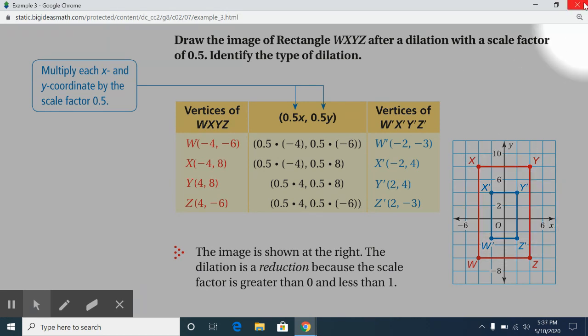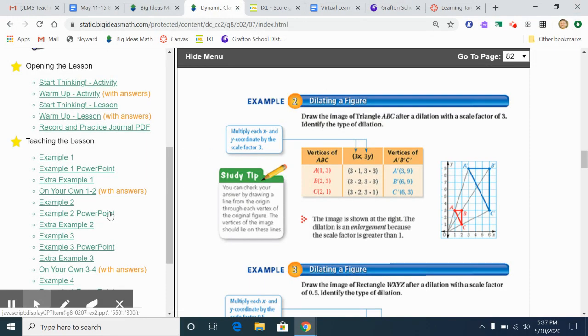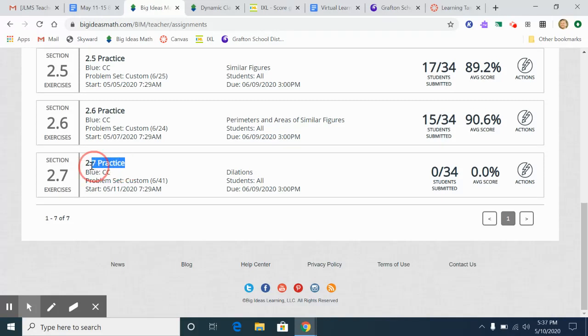But that's really it for dilations. You guys are going to go into Big Ideas now and do this 2.7 practice here.